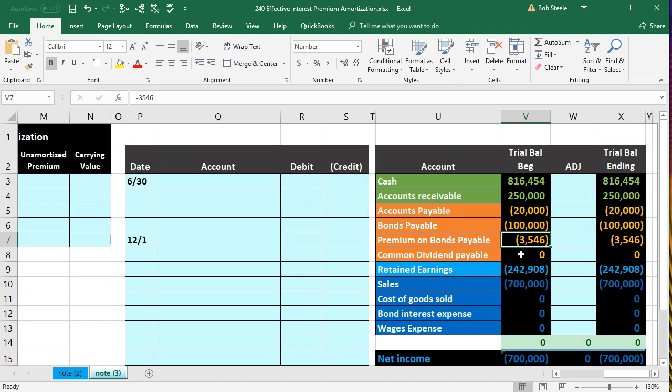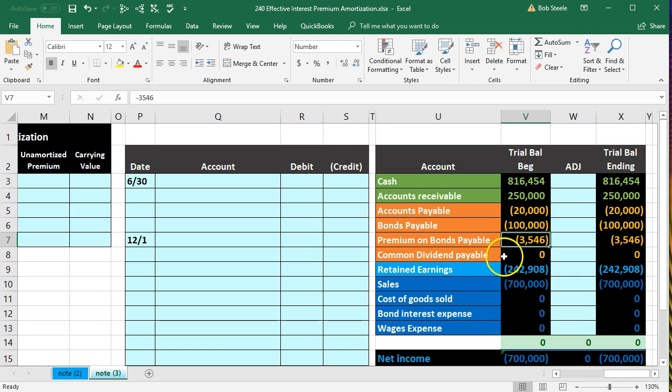There's 2 methods we could make this go down, and remember what it's there for. It's a result of the difference between the market rate and the stated rate on the bonds. So it's really interest. It's a result of interest. So we're going to reduce this and post it to interest expense in some way.